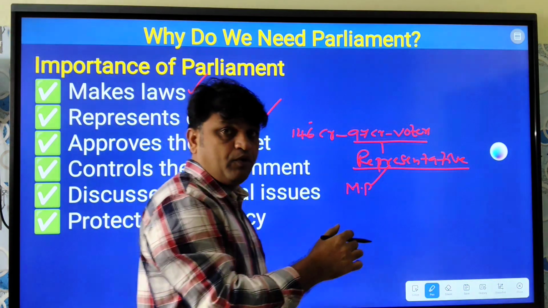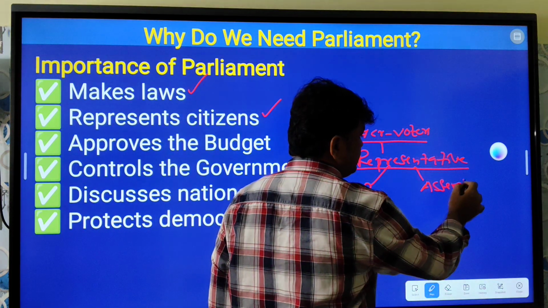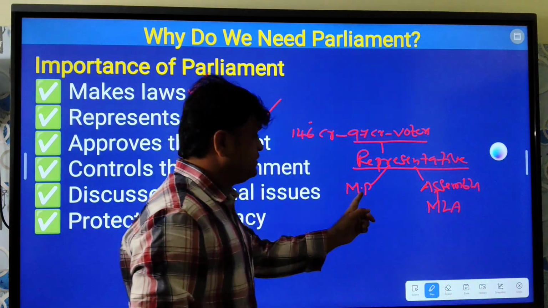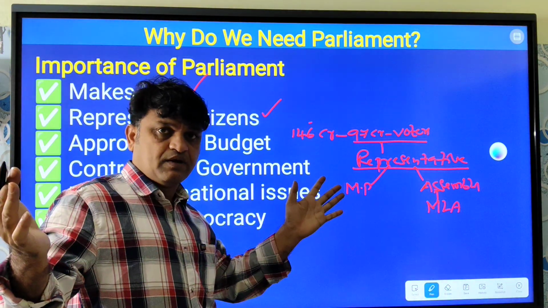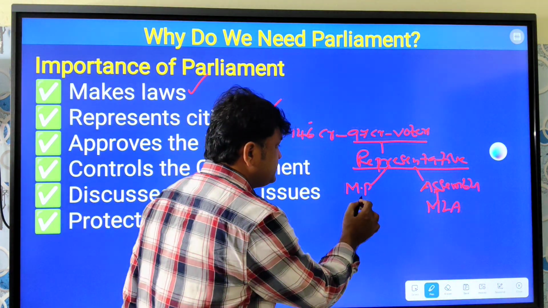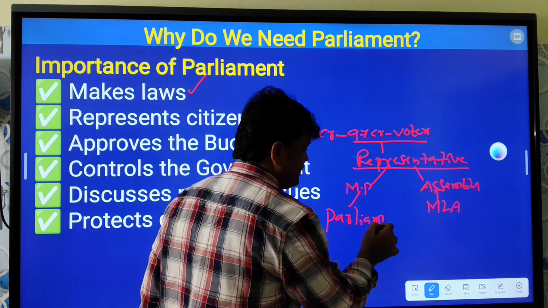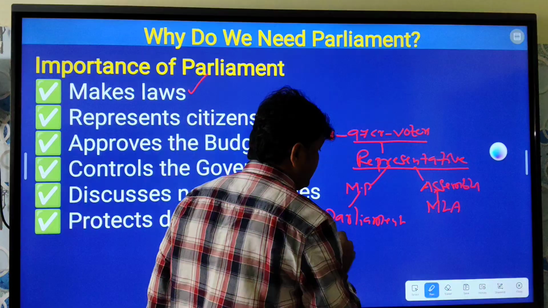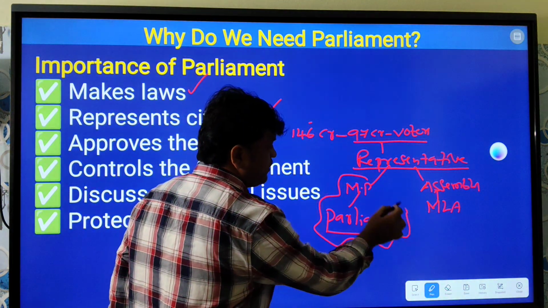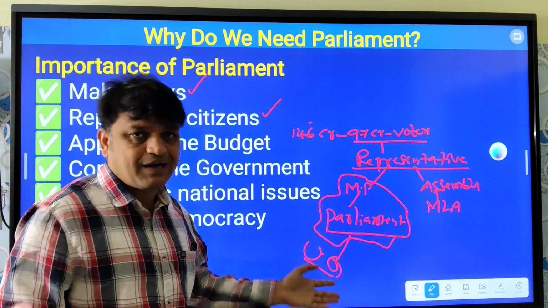Again, the state people will elect their own assembly representatives. Who are assembly representatives? Like MLAs. So these MPs represent at the national level, at their constituency level, and the MLA represents at the state assembly level. The elected MP will go to parliament. This parliament is the legislative body for the Union government. Union government means central government or federal government.